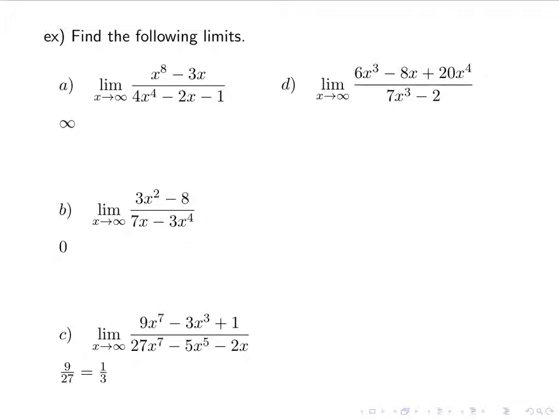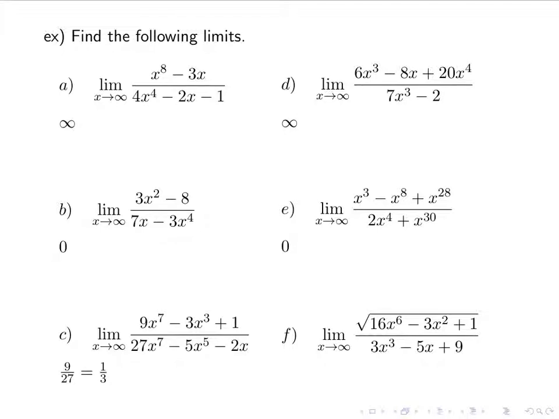For D, we've got 6x cubed minus 8x plus 20x to the 4th over 7x cubed minus 2. The degree of the top is 4. The degree of the bottom is 3. Larger degree is on top. The limit's infinity. For E, the degree of the top is 28. The degree of the bottom is 30. The degree of the bottom is larger, so the limit is 0.